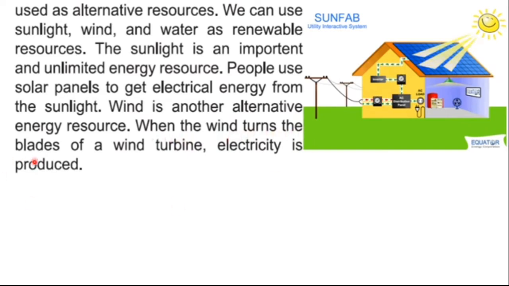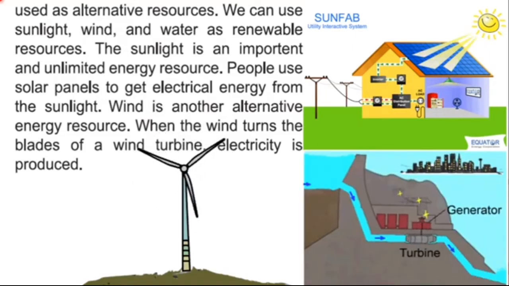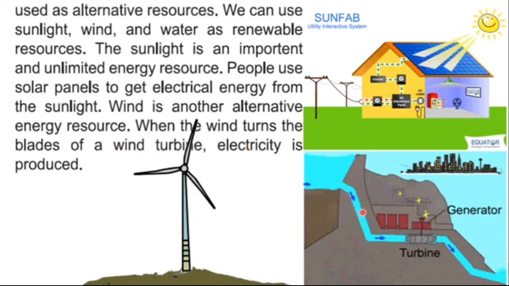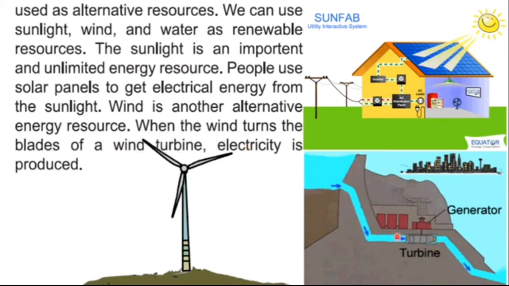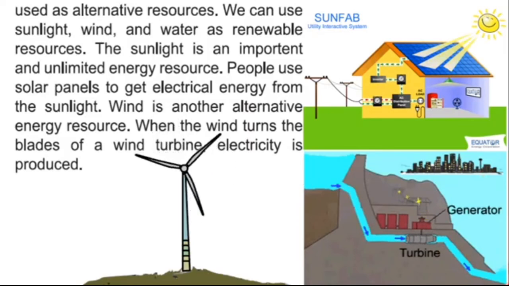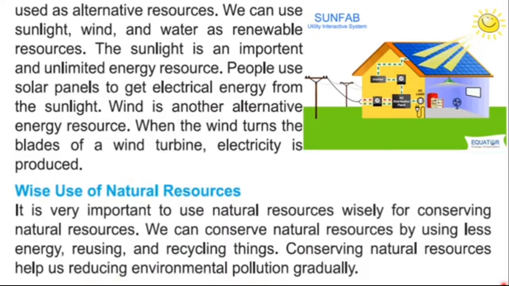When the wind turns the blades of a wind turbine, electricity is produced. Dear students, there is another energy resource which is renewable, and that is water current or water flow. And look at the picture. When water is flowing through the canal, it can turn the blade of the turbine. Then this moving turbine runs the generator. From the generator, we can get electric energy.